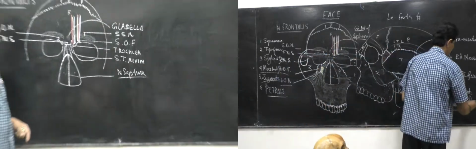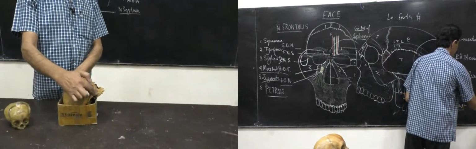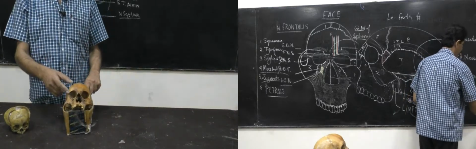Then the lateral bone, or bone of the cheek, is called the zygomatic bone. So the prominence of the cheek is because of the underlying zygomatic bone.